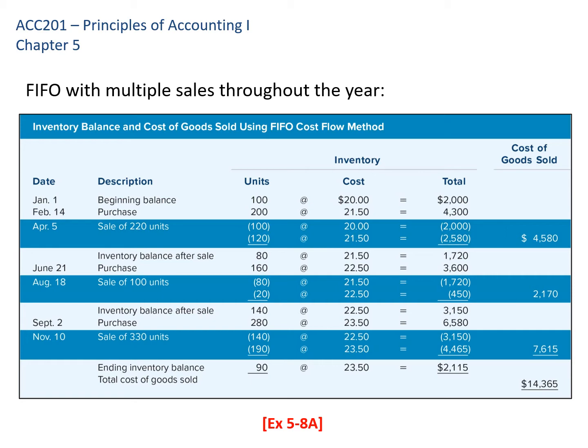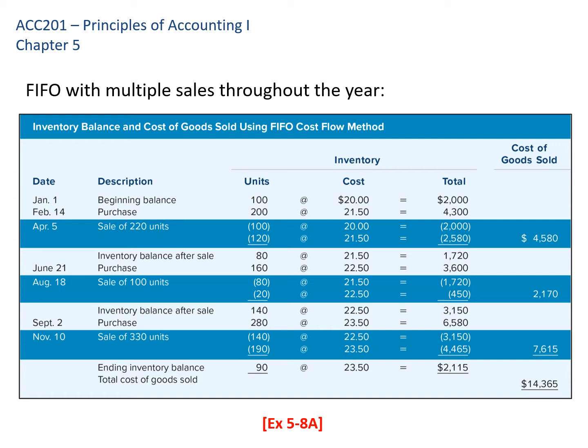The first thing I want to talk about, which will help you with exercise 5-8, which I will post a video of some worksheets that we'll work through for that, is a more realistic example of what happens with FIFO. So in the first lecture for this chapter, we dealt with a company where they started with beginning inventory, made a purchase, and then made a sale. It was pretty straightforward, when there's one sale that happens after all the purchases, to figure out where the inventory that's being sold is coming from. So this example is a little more realistic.